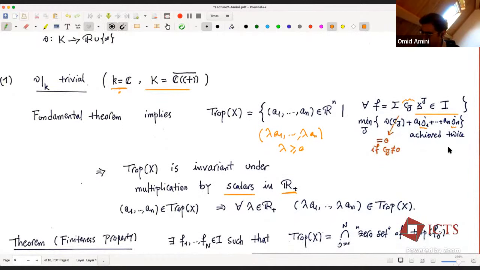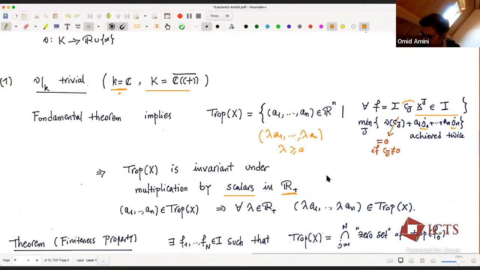Okay, so this is the first property. And this property tells you that the set trop X is a cone. I mean, it's a cone in the broad sense. Trop X is a generalized cone. It means that, what is a cone?